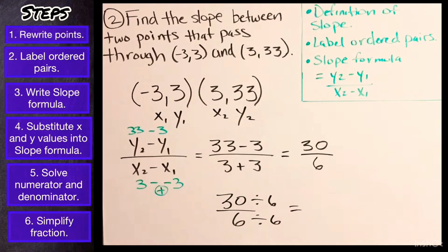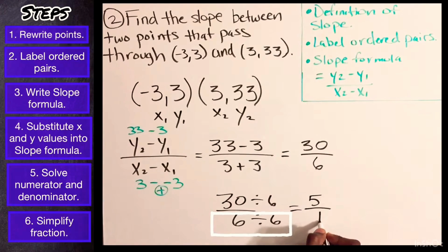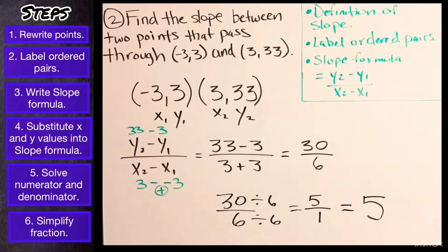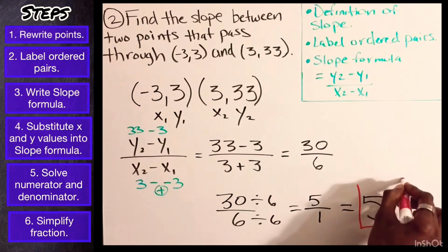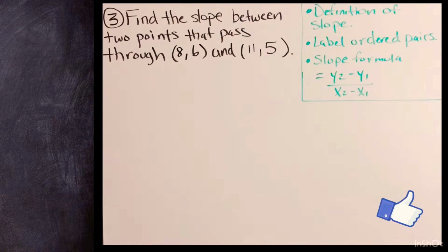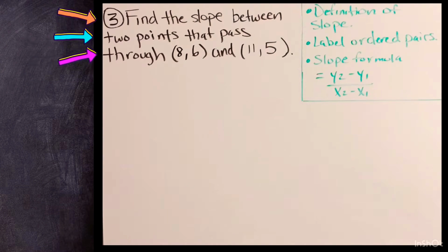And this is going to give us our answer, our slope. So in the numerator, 30 divided by 6 is equal to 5. And in the denominator, 6 divided by 6 is equal to 1. But if you really want to finish it off, finalize it, you would write that 5 over 1 is equal to 5. Because any number over 1 is going to give you that any number. So 5 over 1 equals 5, and that is your answer. Slope equals 5.